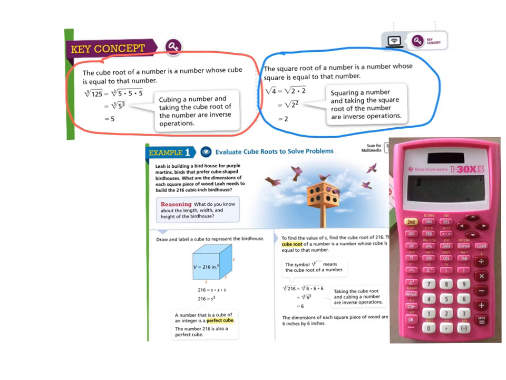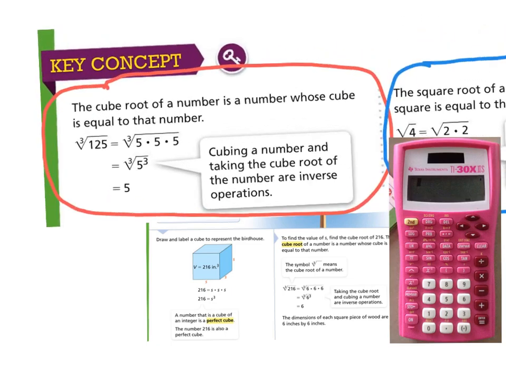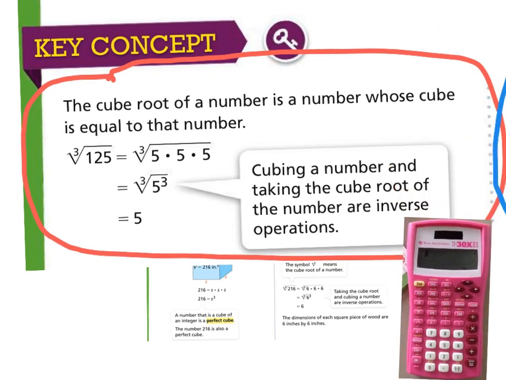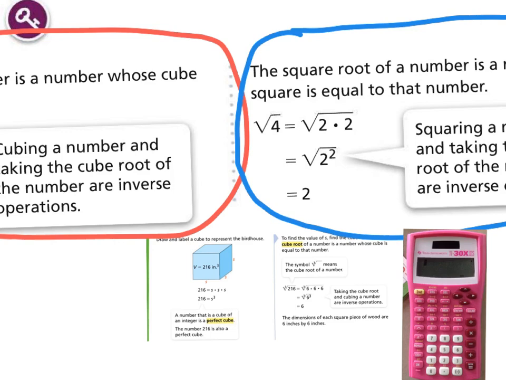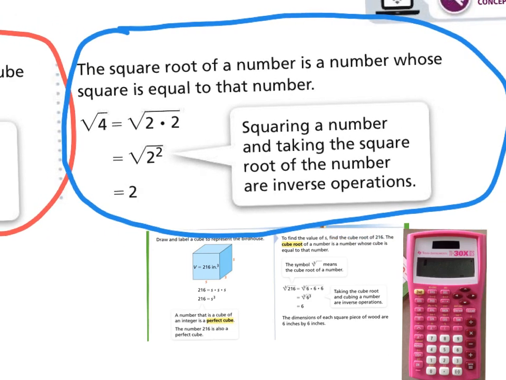We're going to actually first look at the key concept, which is on page 28, and then we'll come back to the example problems. So on the key concept, they talk about what a cube root and what a square root are. And maybe if we want to start with a square root, might be something we're more familiar with.